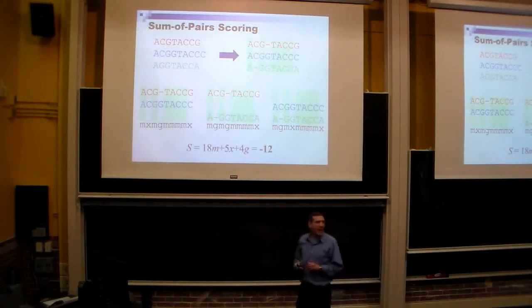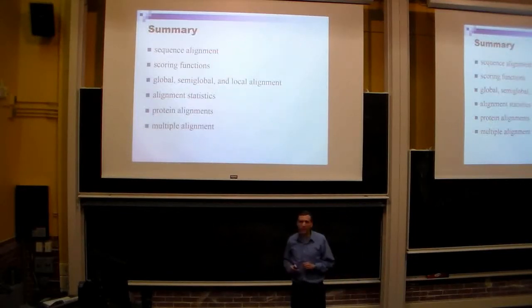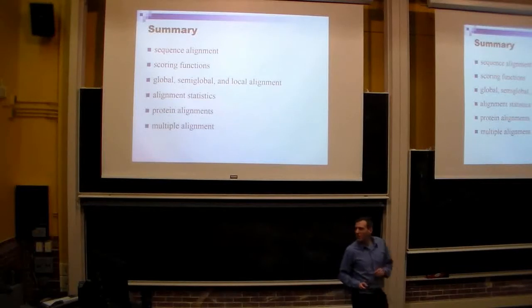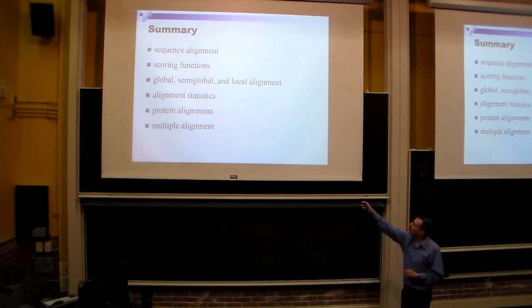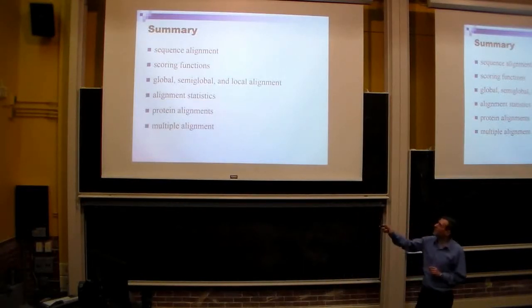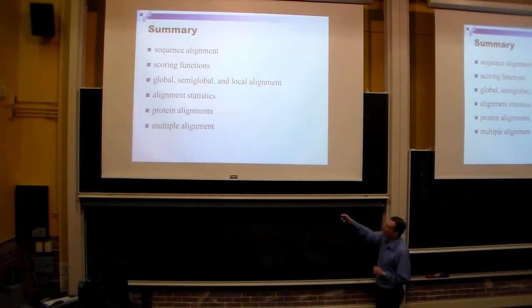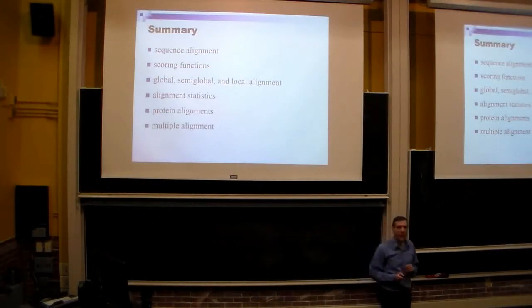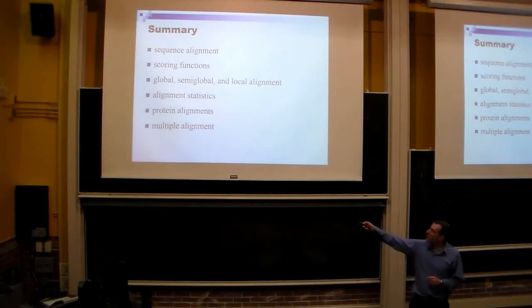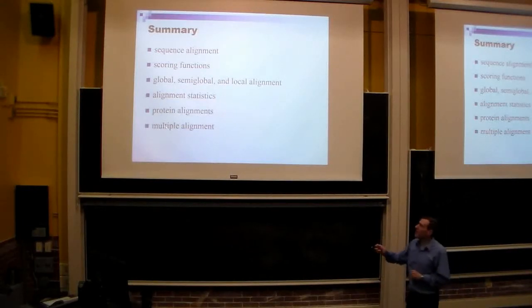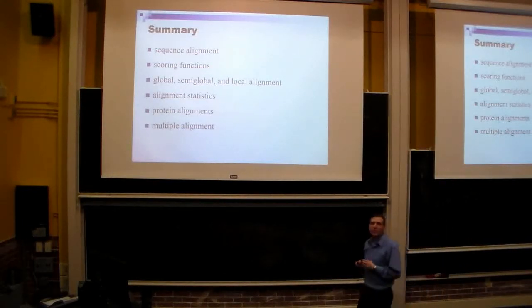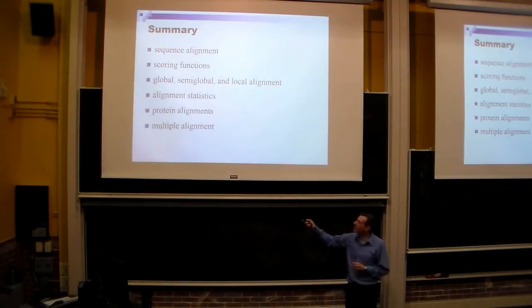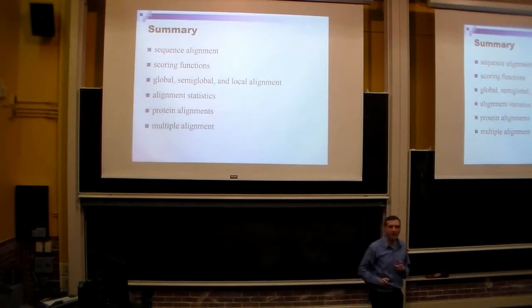All right, but basically that is multiple sequence alignment. Now, before we break, I just want to summarize what you should have learned today: what a sequence alignment is, how we score these with a scoring function, the distinction between global, semi-global, and local alignment, how we use statistics to assign significance to an alignment, the distinction between protein alignments and nucleotide alignments, in particular the substitution matrix, and the concept of multiple alignments.